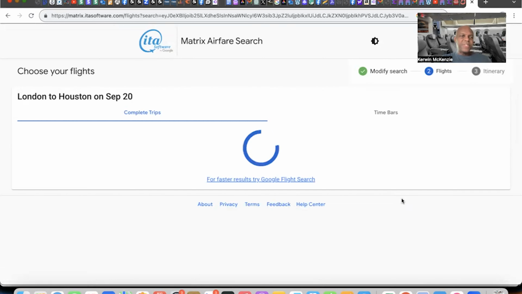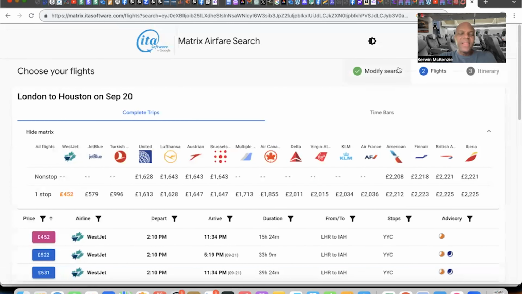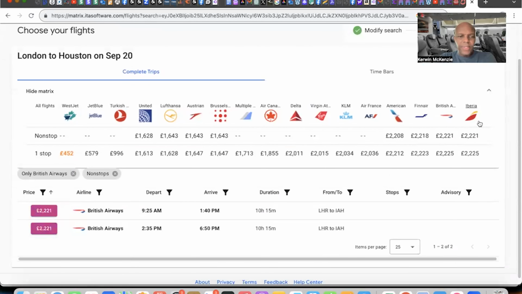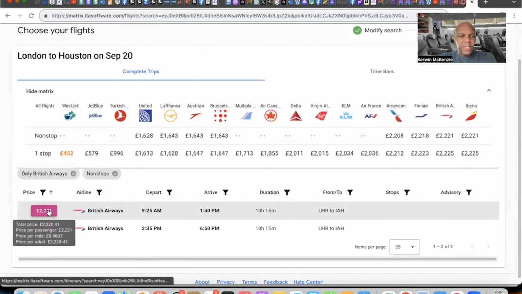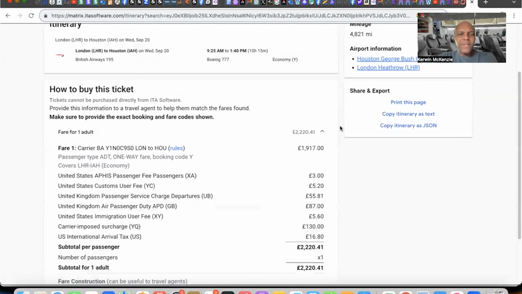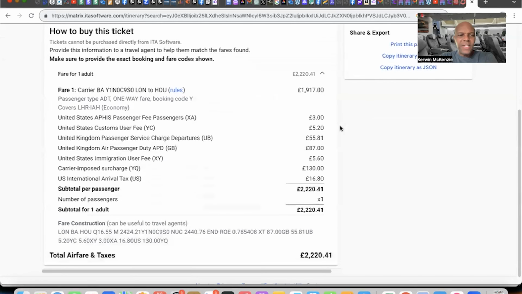And this is matrix.itasoftware.com. This just shows you a little easier. And so I'll restrict it to, where's the British Airways logo? Let's go nonstop. Here we go, British Airways. And then we'll pick one. Showing in pounds because airfares are shown by the point of origin. That's kind of how they're filed.